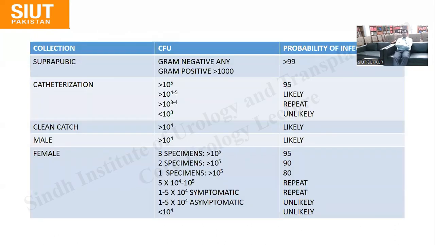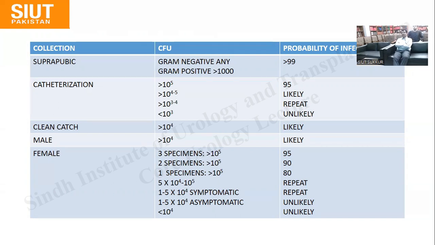Now, for example, if the collection is via suprapubic method, then any gram-negative or gram-positive organism of more than 1,000 colony forming units per ml has more than 99% probability of infection. Now, in catheterized patient, more than 10 to the power 5 colony forming units have probability of 95% of having infection, and less than 1,000 are unlikely to have infection. Now, in clean catch urine sample, more than 10 to the power of 4 are more likely to have infection. Similarly, in male patient, if the colony forming units is more than 10 to the power of 4, they are more likely to have infection.